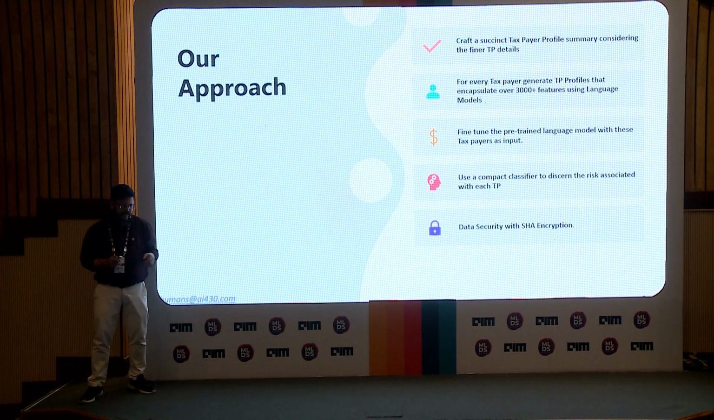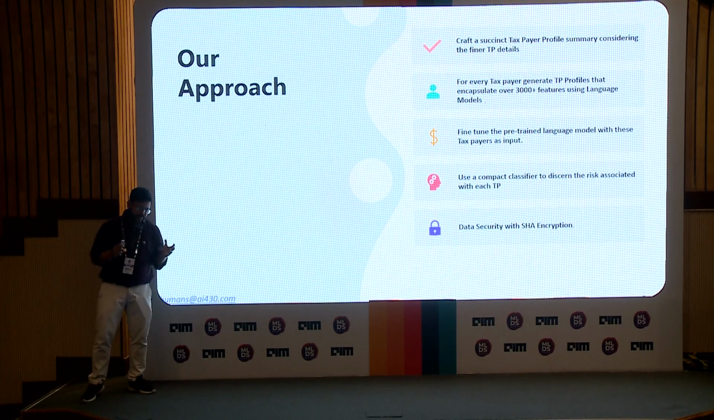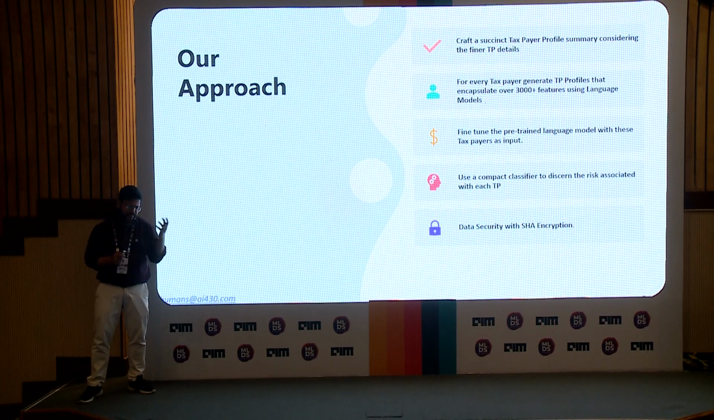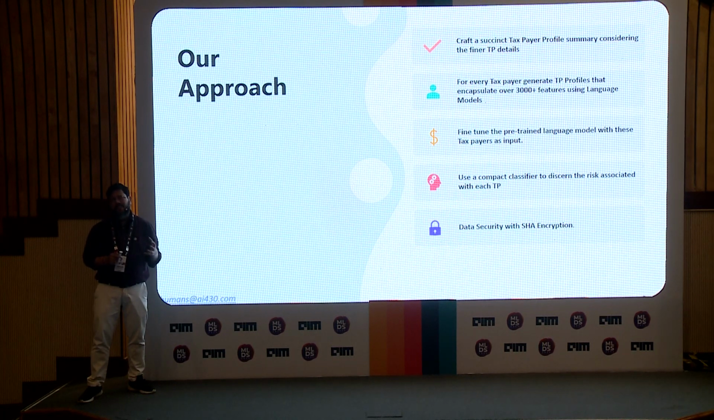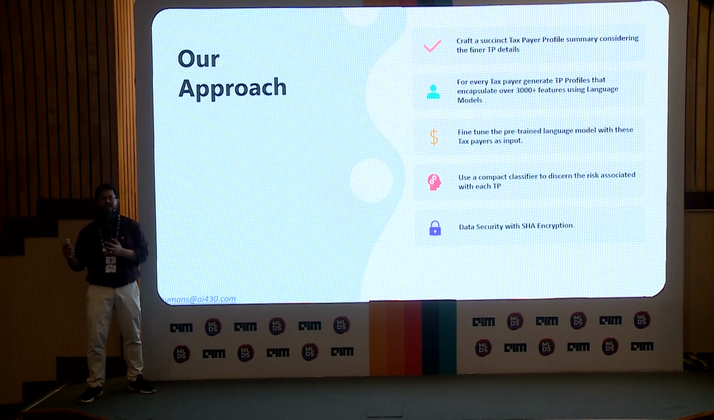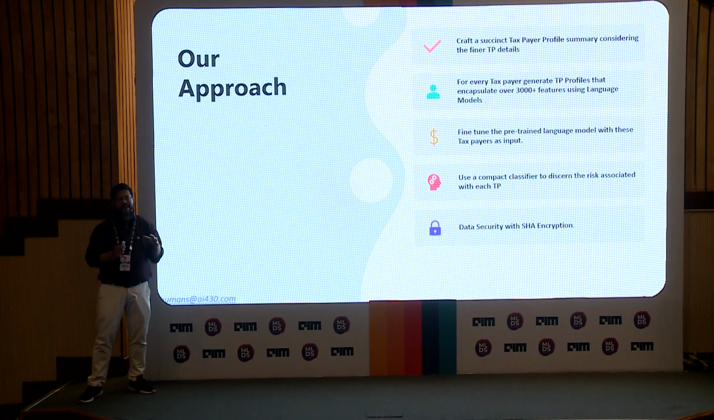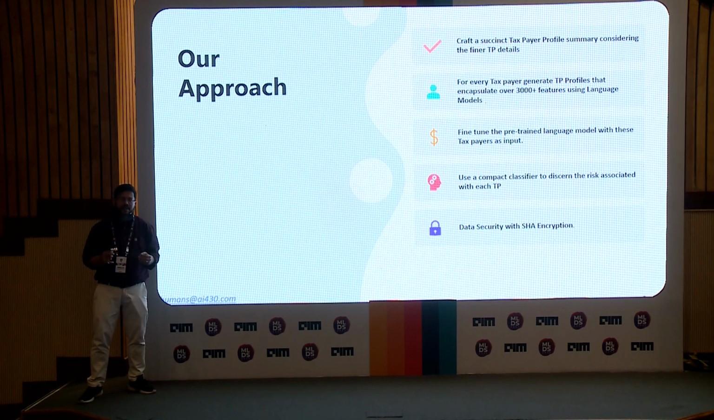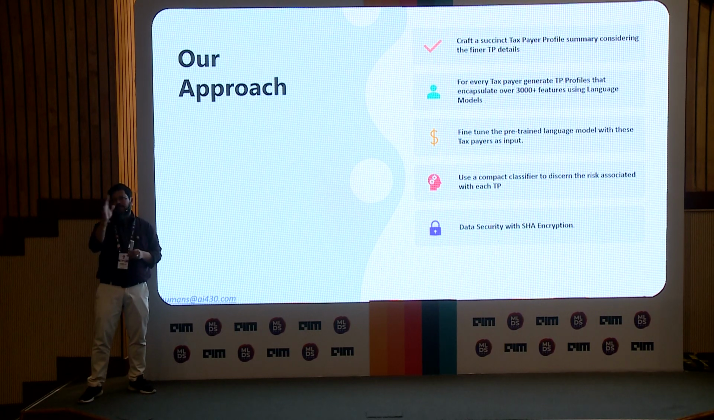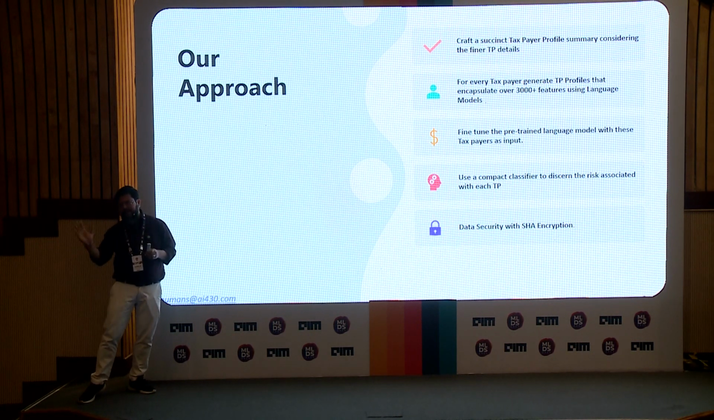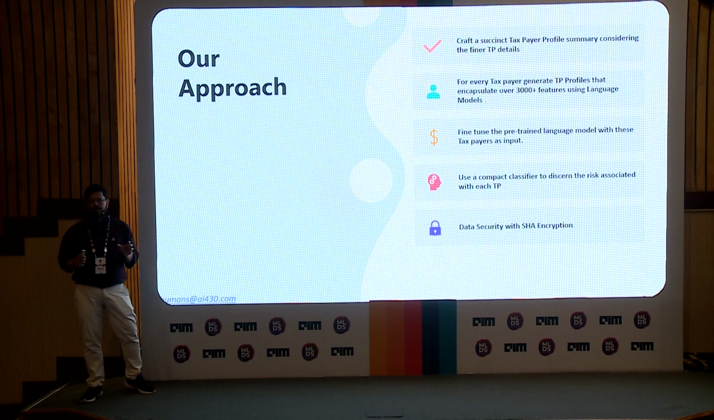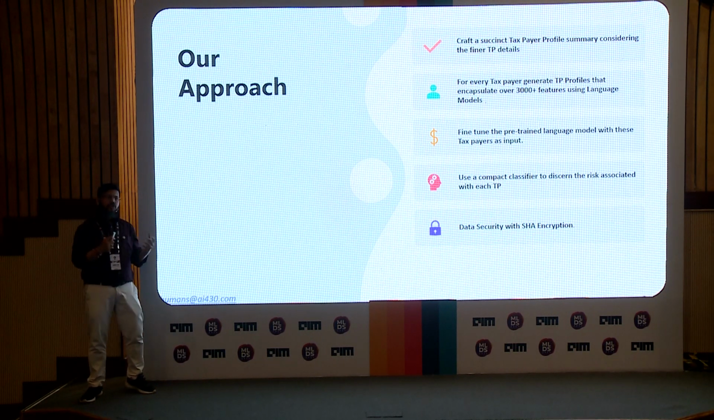What we did were these five steps: craft a succinct taxpayer profile, considering the finer taxpayer details. Then we generated these profiles. It is not manually possible to generate taxpayer profiles, so we utilized a large language model itself to generate them. Then these profiles were fed in and we tuned the large language model. Then, the last part where you have these tokens coming out, we removed that part and added a classifier. That's how we tweaked the large language models to reach our goal.